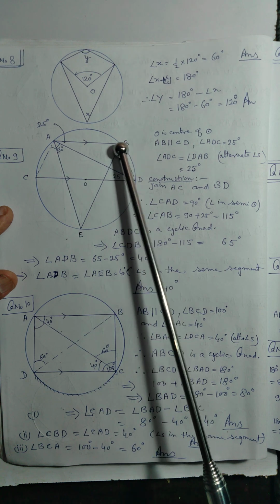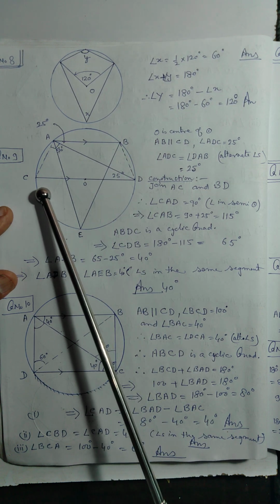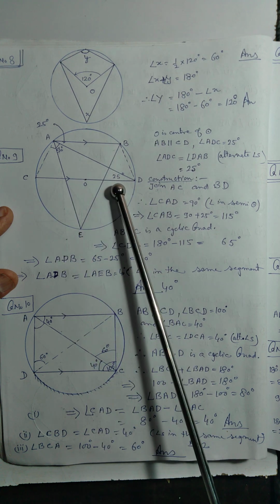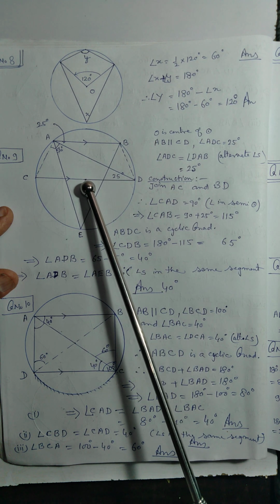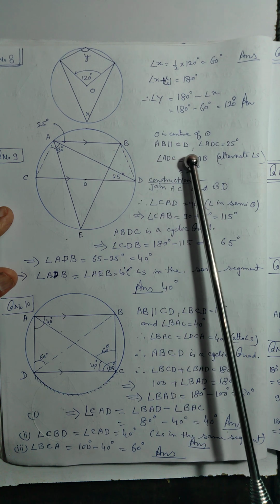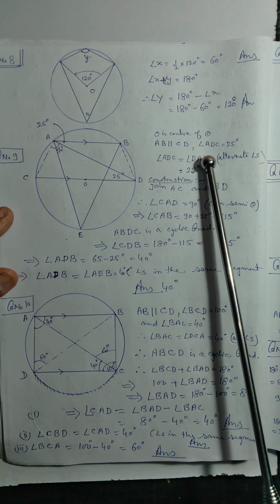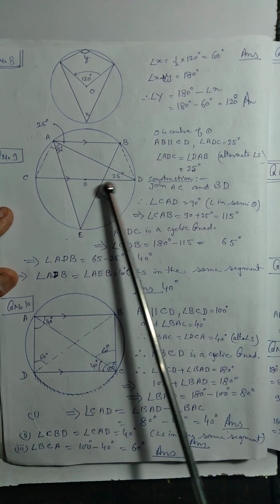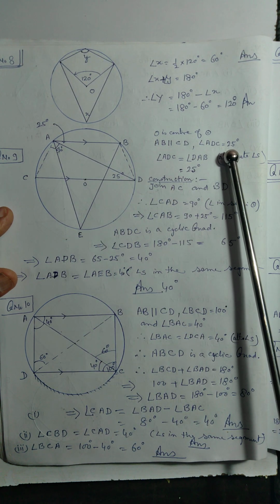देखिए AB जो है, AB पैरेलल है किसके? CD के. CD क्या है? It is the diameter. O is the center of the circle. AB is parallel to CD. And angle ADC, that is 25 degree, given.